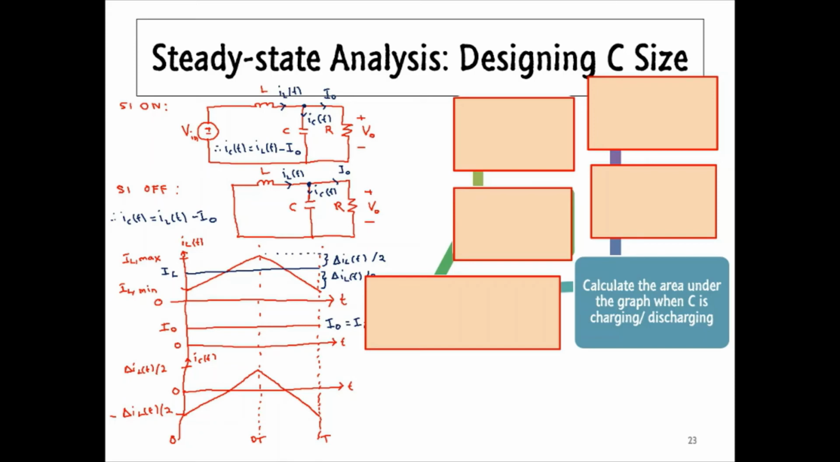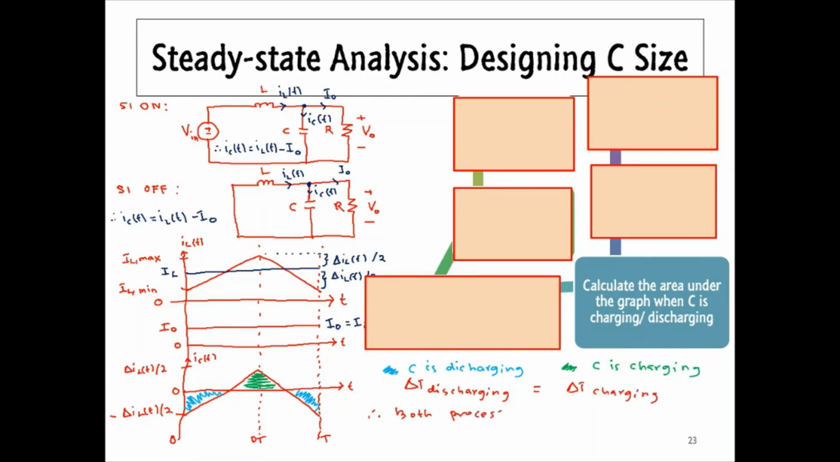According to the capacitor current waveform, the negative blue areas represent the change of charge when the capacitor is discharging, and the positive green area is referring to the change of charge when the capacitor is charging.